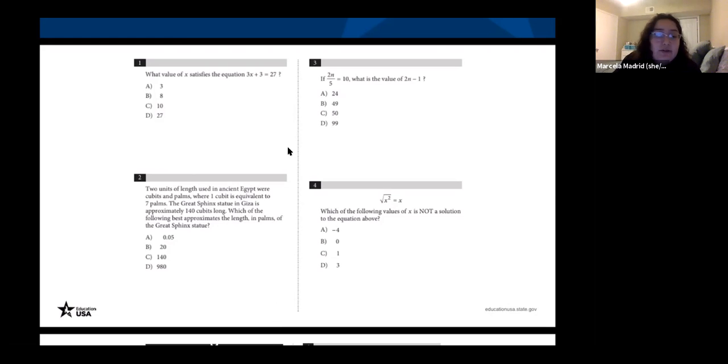Number 2, what did you get for number 2? Okay, so we have a B and D. If we look at them, B is 20 and D is 980. It's asking for the best approximation of the length, so you're going to be multiplying 7 times 140, which would give you D. B would be the answer choice where you would divide 140 by 7, but it is asking for the total length, so it'd be multiplication instead.